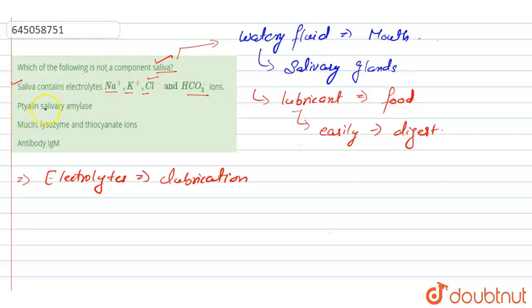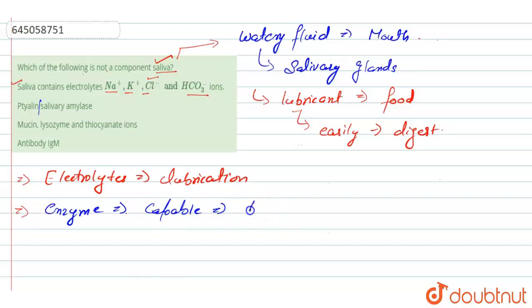Next is ptyalin, that is, salivary amylase also. So yes, this is also a component of saliva. This salivary amylase is also called ptyalin, and this is an enzyme. This enzyme is present in saliva, so it can digest the food.